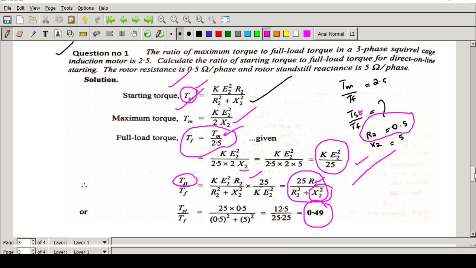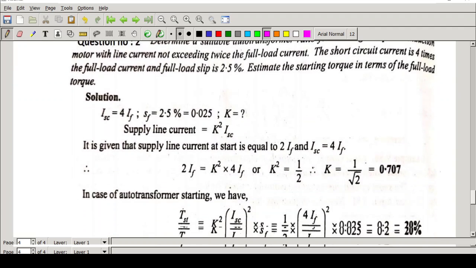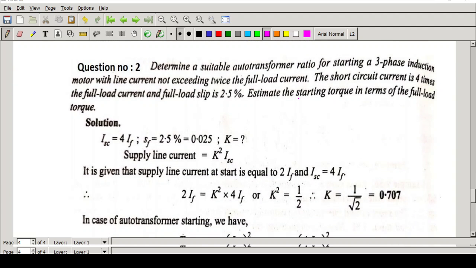Okay. Now let's try to do one more problem. Determine a suitable autotransformer ratio. That is, we are supposed to find the ratio K for starting a three-phase induction motor with a line current not exceeding twice the full load current. Line current not exceeding twice the full load current. So that is a condition given.